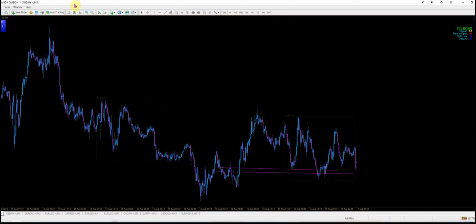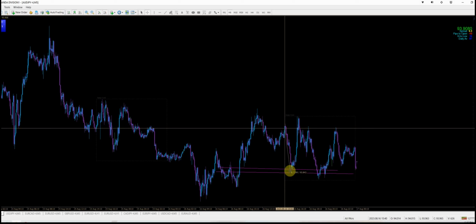All right, Aussie yen. Again, another yen pair right here. All right, 30 pips away.